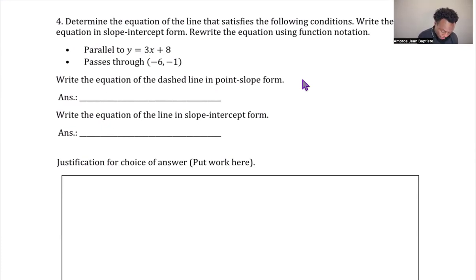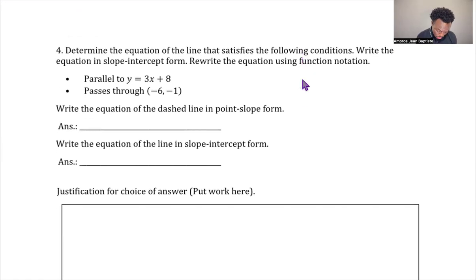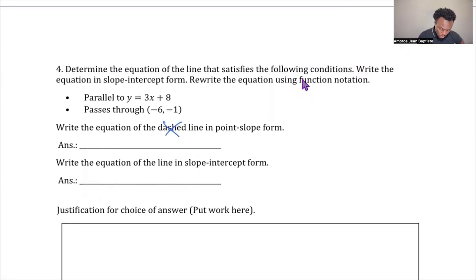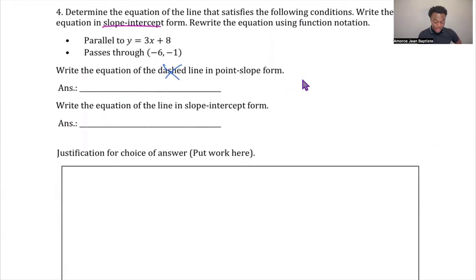First, they say write the equation of the line in slope-intercept form. There's no dashed line, right? Of the line. And then later on, after we get the point slope form, we're going to write it in slope-intercept form, and then we will write it in function notation. So let's go, right?